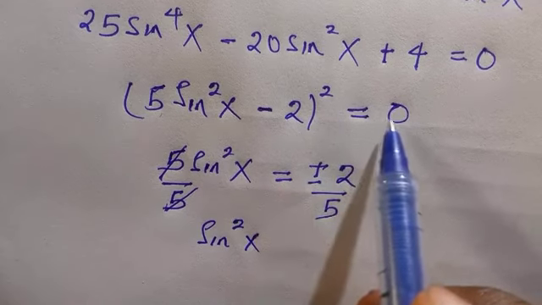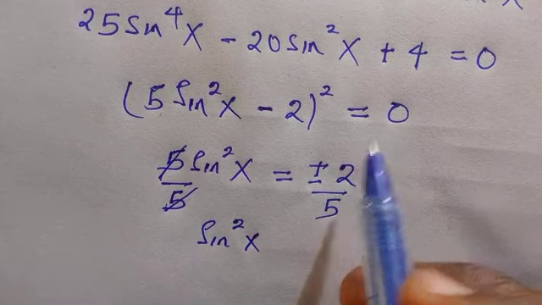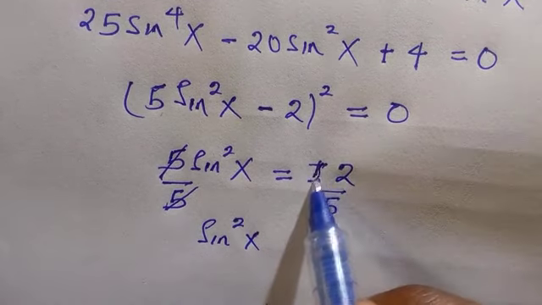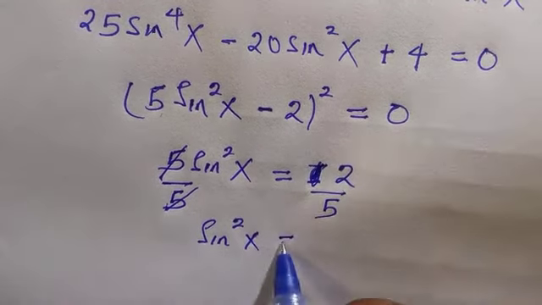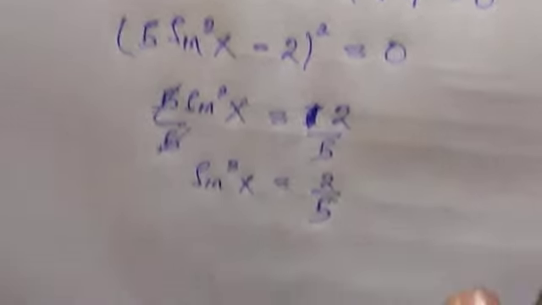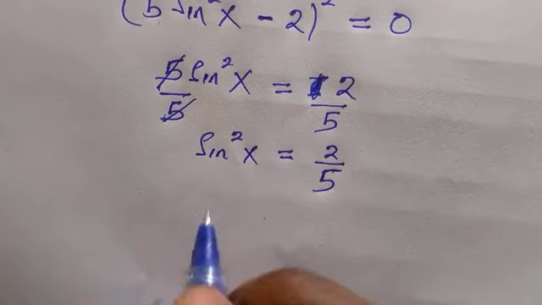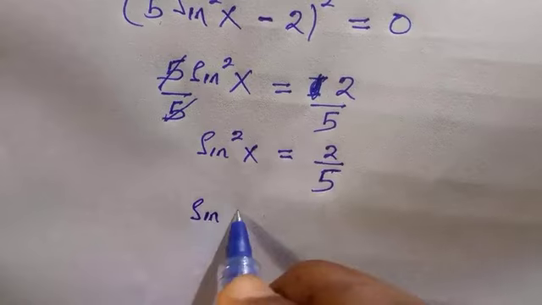So plus or minus 0 is still going to be 0. I intentionally added it there. So this plus or minus is not necessary since it comes with 0. So we take the square root of 0 and we introduce that plus or minus, so the plus or minus vanishes along with 0. So here we have sin⁴x equals 2 over 5.